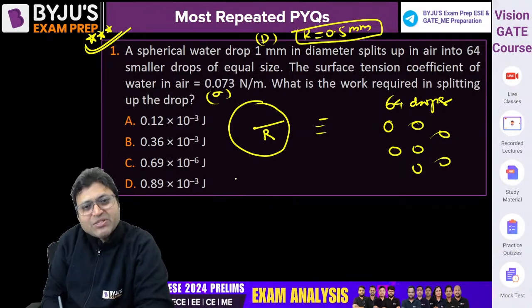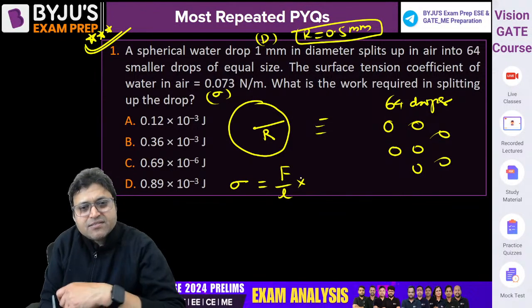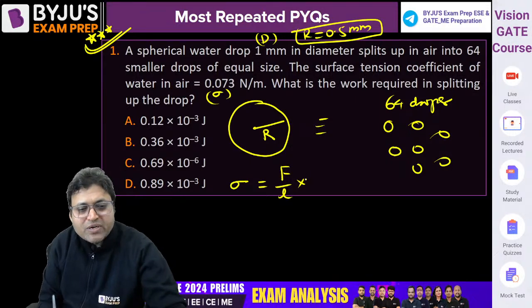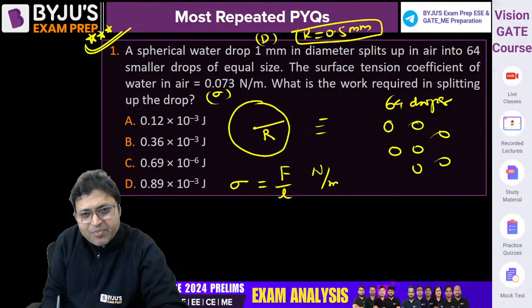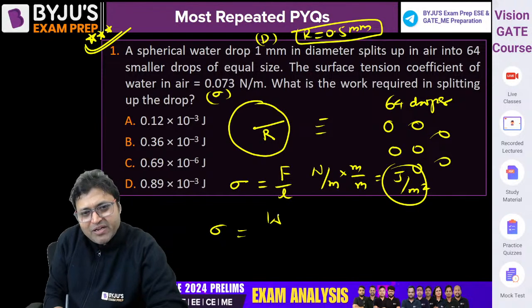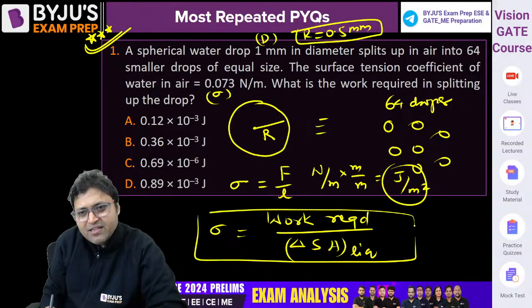Now the question will be solved by another definition of surface tension: force per unit length, that is Newton per meter. The unit of the surface tension coefficient is Newton per meter. If we multiply and divide by meter, it becomes joule per meter square. So sigma can also be defined as the amount of work required per unit change in surface area of the liquid. This is how we can define surface tension, joule per meter square.